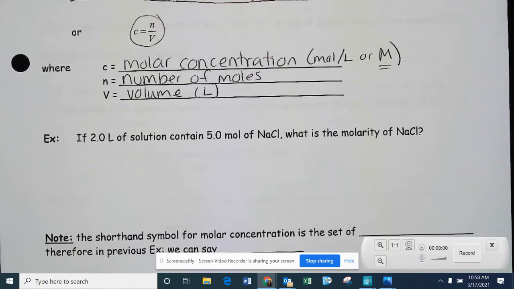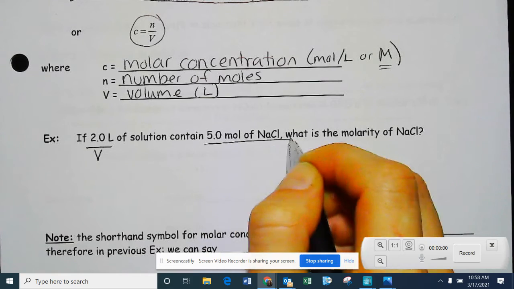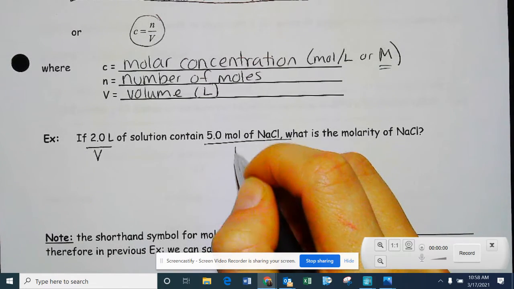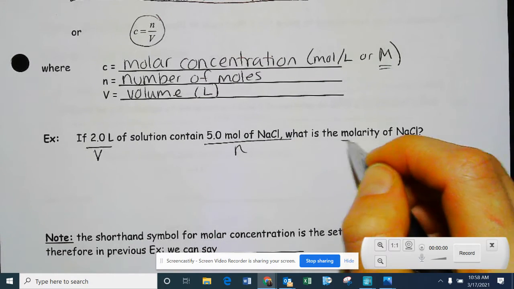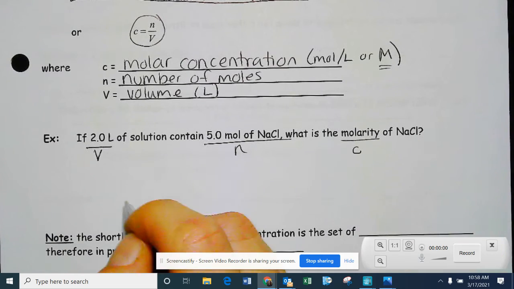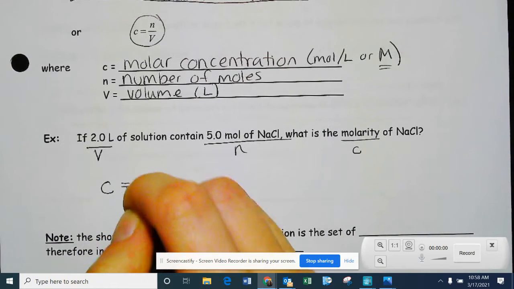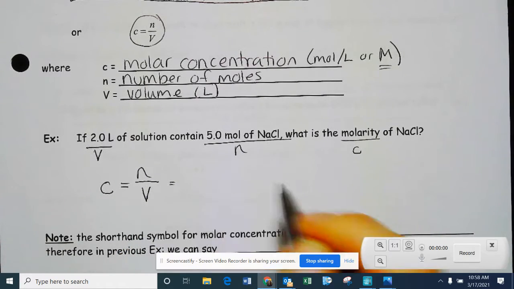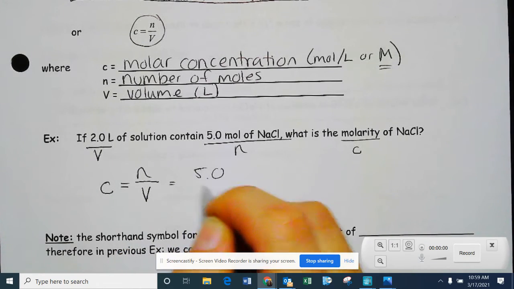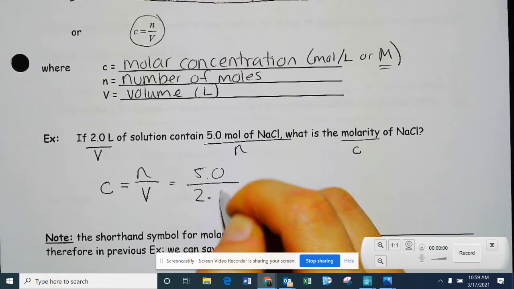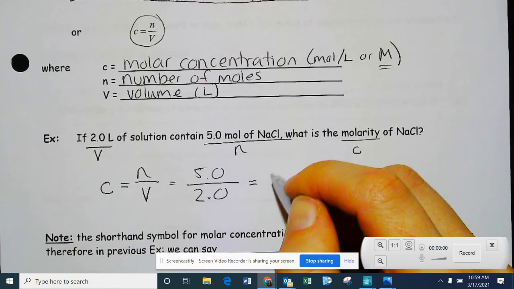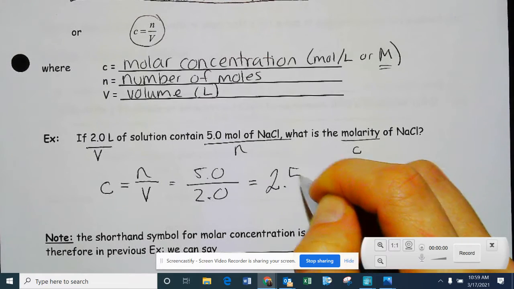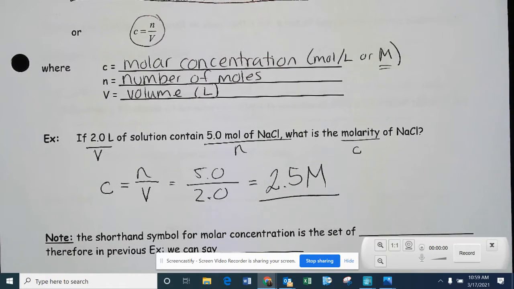Okay, so let's do an example. If we have 2 liters of a solution, so that's our V, we've got 5 moles of sodium chloride, so that's our N. We want to know the molarity, our C. So I'm going to set this up just like an algebra equation here. C equals N over V. N is 5. V is 2. And I end up with a concentration of 2.5 molar.